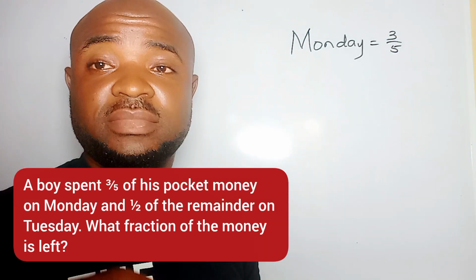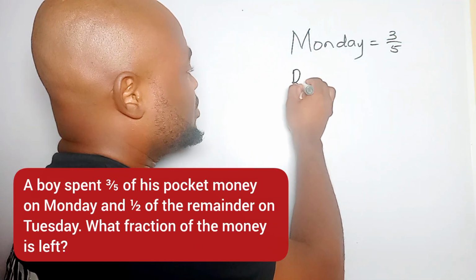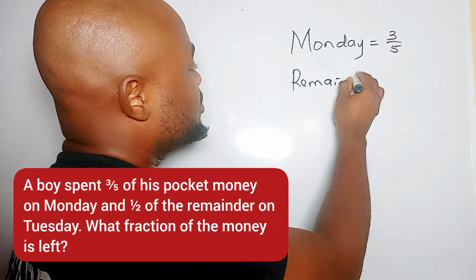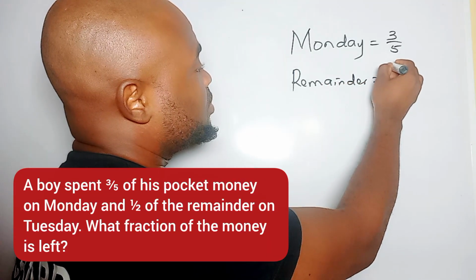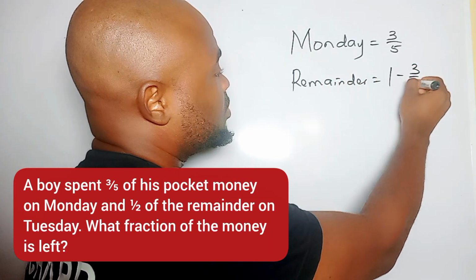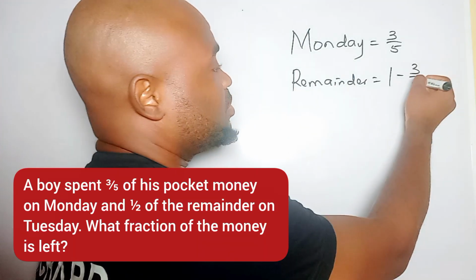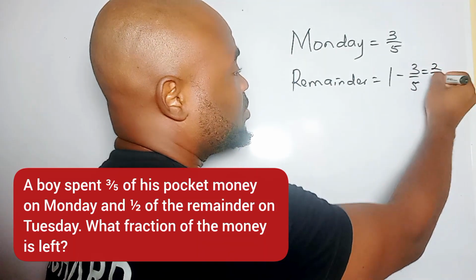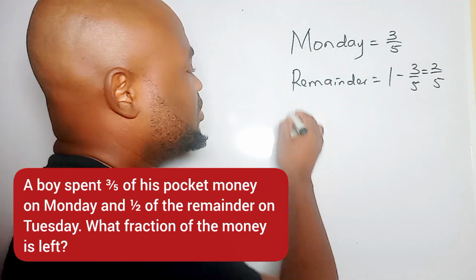Okay. Now the next part of the question says half of the remainder on Tuesday. So we need to get what is remaining after spending 3/5, right? And that can be achieved by what? Subtracting 3/5 from a whole. That is 1 minus 3/5. I hope you're following. Good. And that will give us what? 2/5.